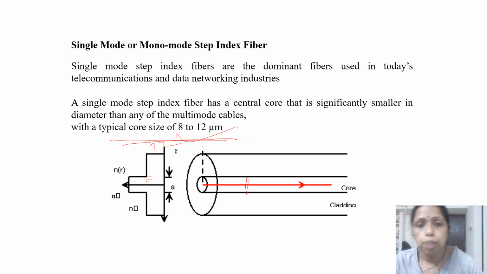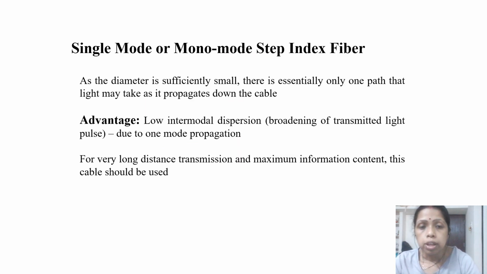Based on the various applications, the various modes are used. Normally, for long distance communication, you prefer the single mode step index fiber. So there are some advantages. We know that in the single mode only one signal is propagating, so there will be no dispersion, and that means low loss inside the fiber, and it can be used for long distance communication. This I have already discussed.